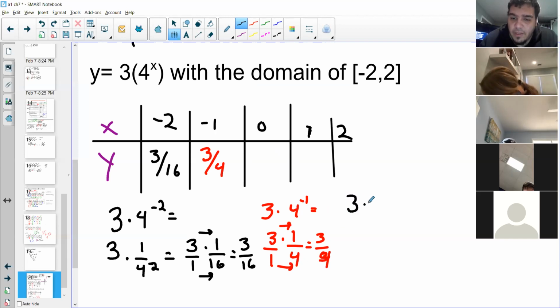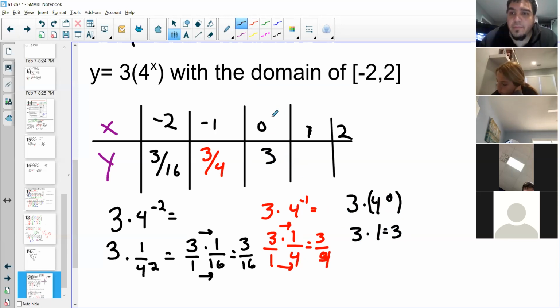Next one, 3 times 4 to the 0 power. Keep in mind, anything to the 0 power becomes 1. But 4 is the only thing to the 0 power, so only the 4 becomes 1. So it's just 3 times 1, which is 3. I know there's a high chance somebody will make the mistake and put a 1 here automatically. Make sure to remember only the 4 is getting raised to the x power.